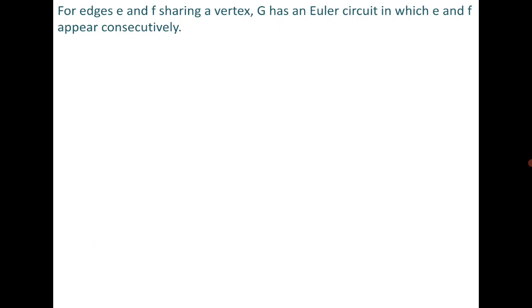If it has two edges E and F, Eulerian graph sharing a vertex, then E and F must appear consecutively.